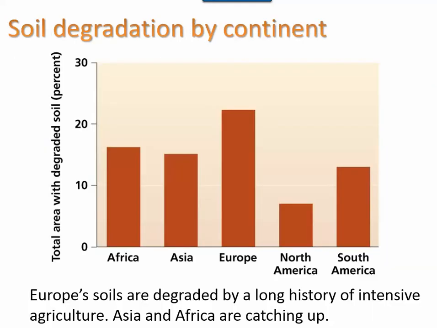So which continent is the worst off? In general, we say that Europe's soils are degraded the most because of a long history of intensive agriculture. This is where we've been farming intensively, meaning using fossil fuel-based machinery and fossil fuel-based fertilizers for a long time. But Asia and Africa are catching up.